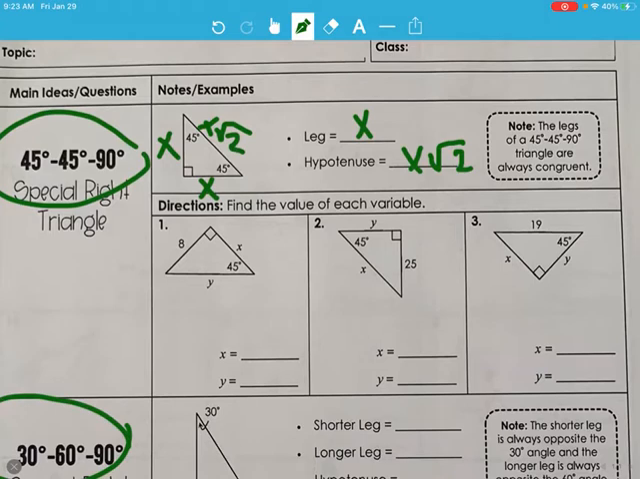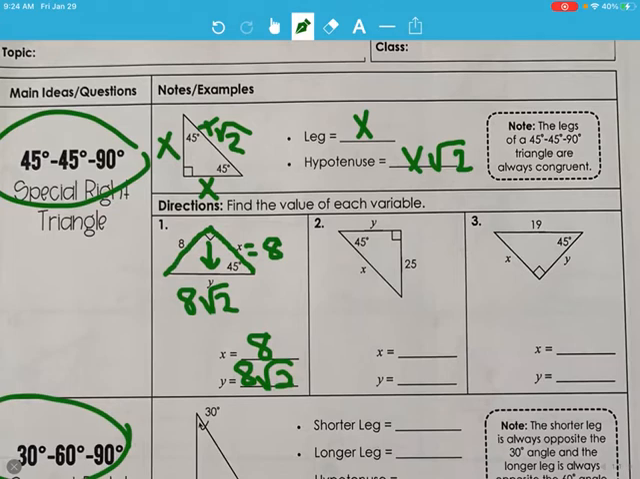For example, in number 1, I'm going to look at my legs, right? These are the sides that make the 90. Those represent X. So if the left side is 8, that means X equals 8. Then I look at the side across from the 90, and that's always what X is, so in this case 8, and I slap on the square root of 2. And that's all we do.